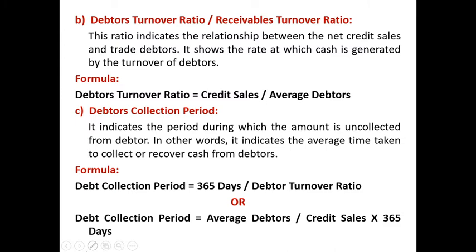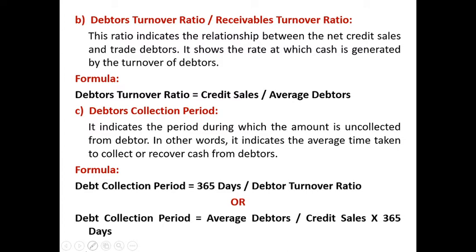Next, the second one is debtors turnover ratio or receivables turnover ratio. This debtors turnover ratio indicates the relationship between net credit sales and trade debtors. It shows the rate at which cash is generated by the turnover of debtors. The formula for this is: debtors turnover ratio is equal to credit sales divided by average debtors.